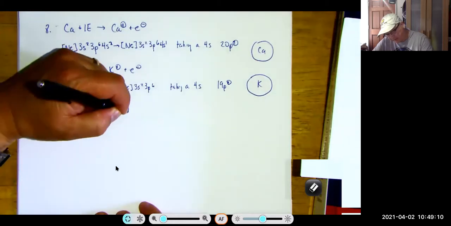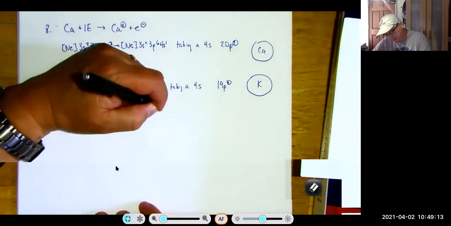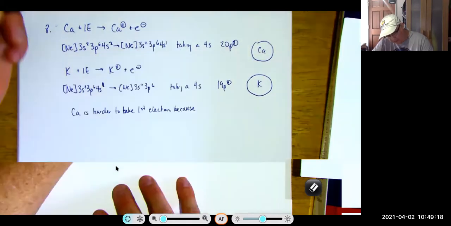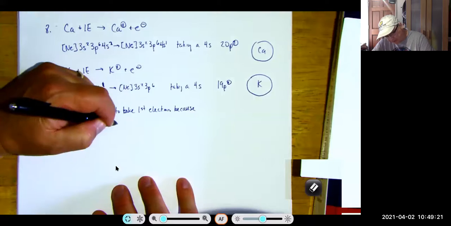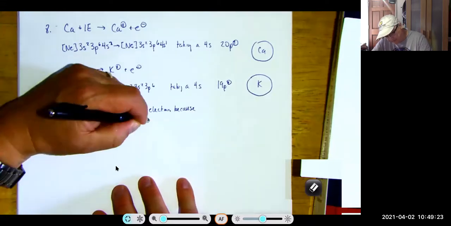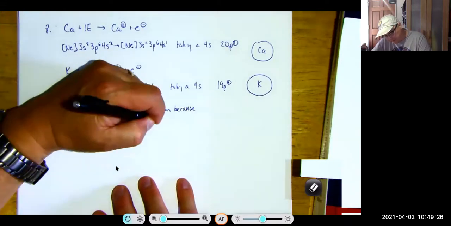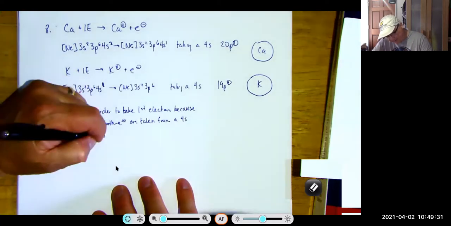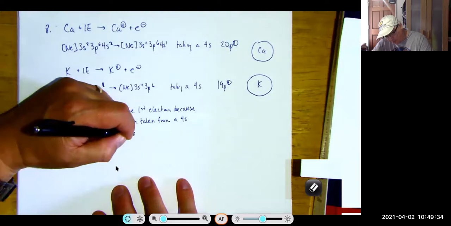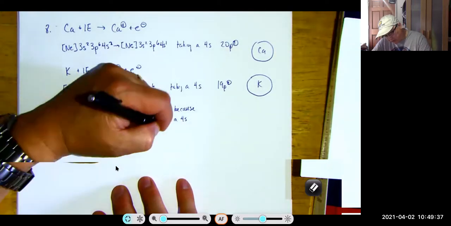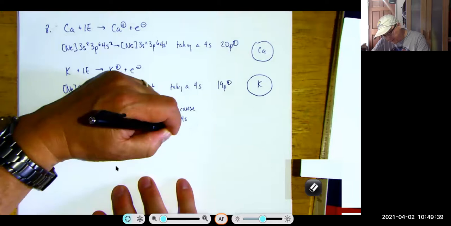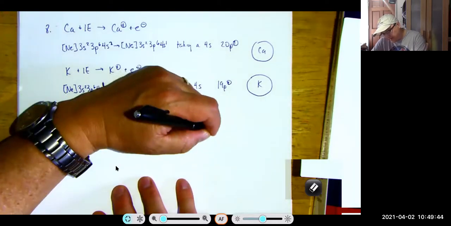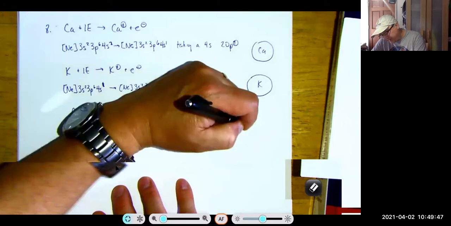The first electron, because both electrons are taken from a 4s, but calcium has 20 protons, which holds the electrons better than potassium's 19 protons.